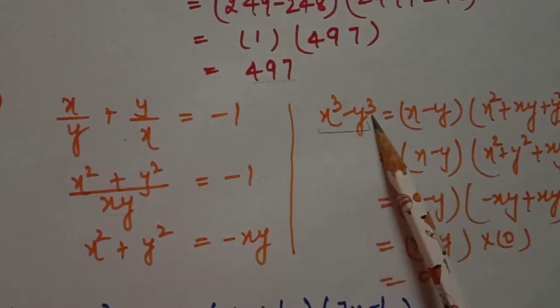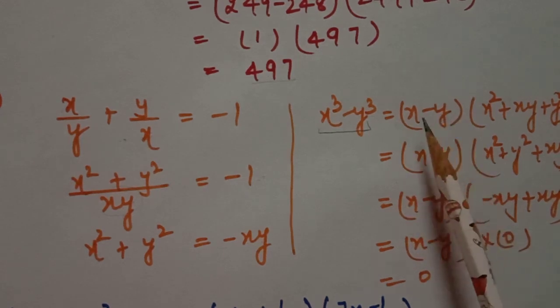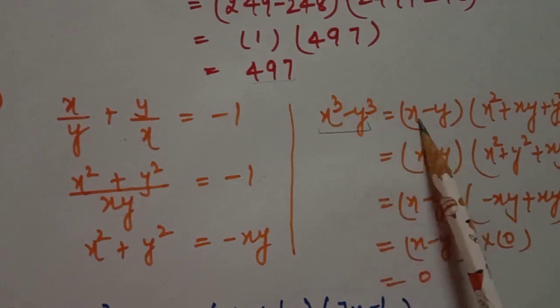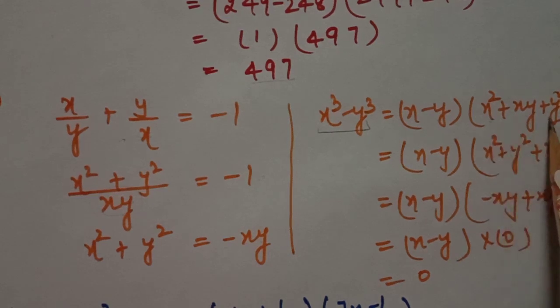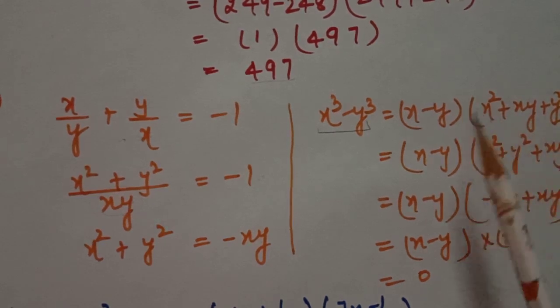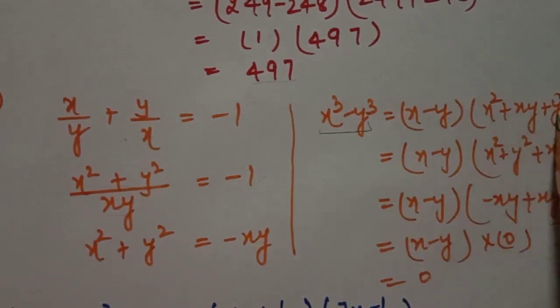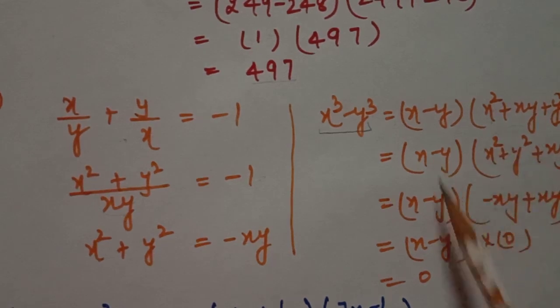x cube minus y cube is equal to, you know the identity. Yes, definitely you can learn it and you have to learn it. x cube minus y cube is x minus y, second bracket, x square plus xy plus y square. So this is your identity. Now we will put the values. We know the x square plus y square value. So we will take them together. x minus y, x square plus y square plus xy. We will put the value of this, which is minus xy. x minus y, minus xy plus xy.